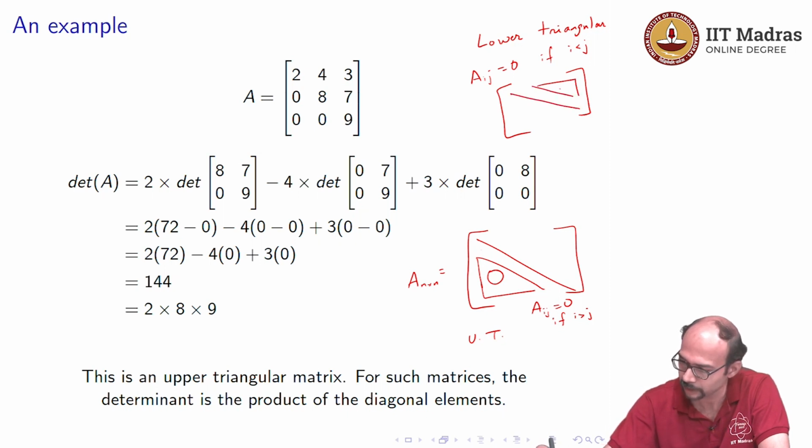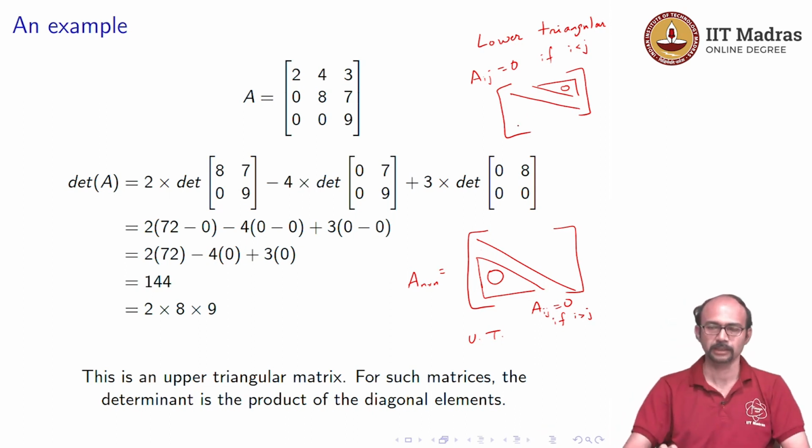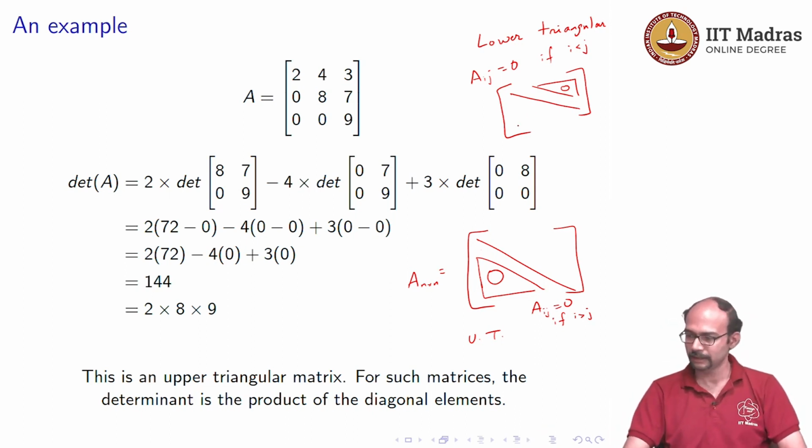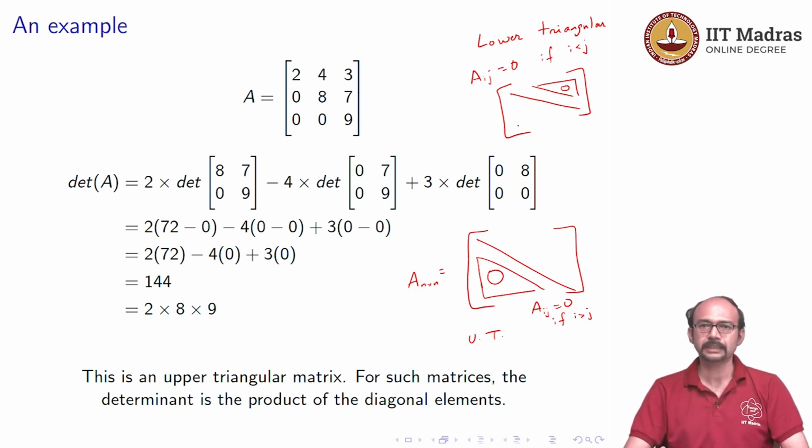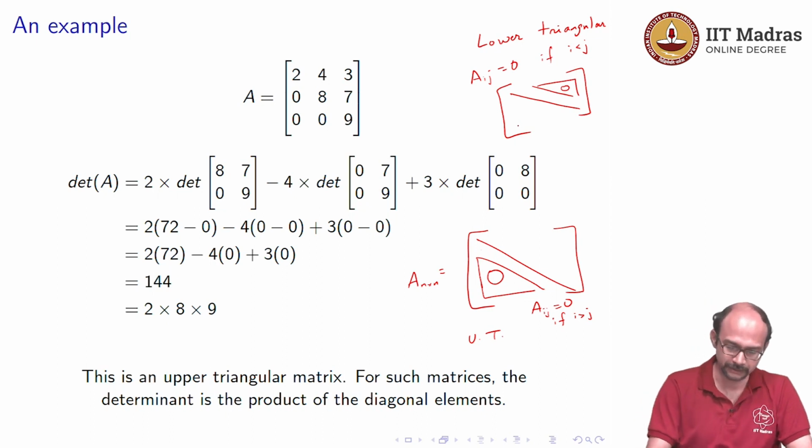So, this part must be 0, and these elements can be any numbers. For such matrices the determinant is the product of the diagonal elements. Of course, we know this only for 3 by 3, and I will suggest that you check this for 3 by 3 and 2 by 2 matrices.